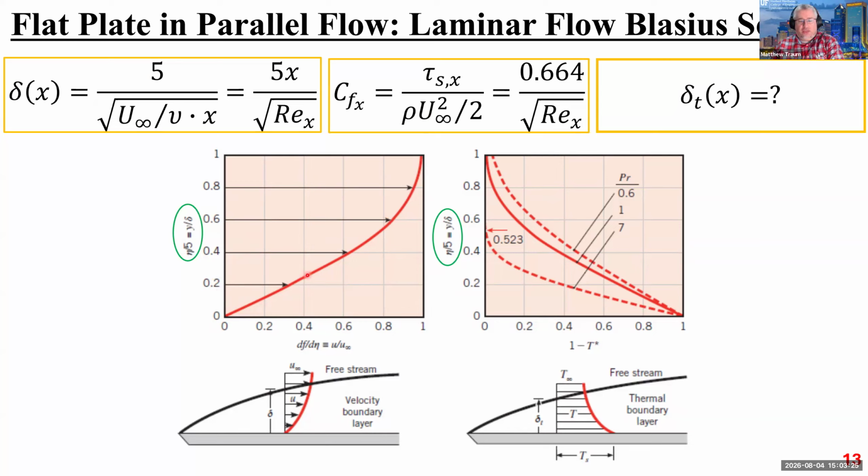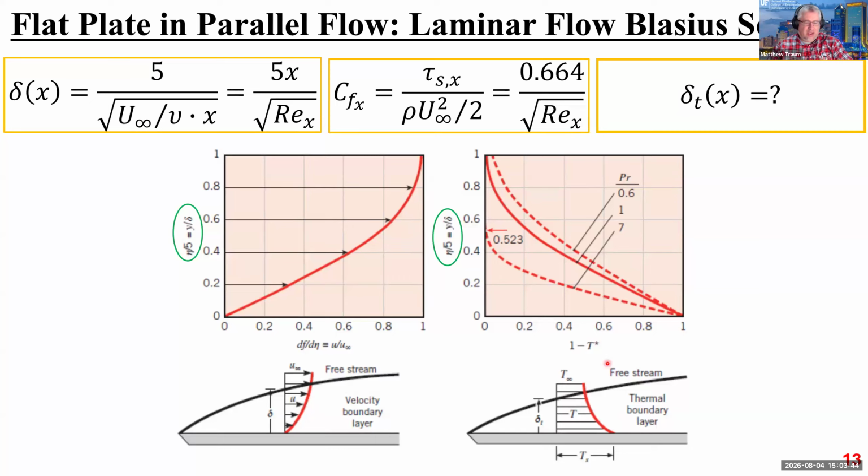Okay, we want a thermal boundary layer, right? And so we're going to use the exact same non-dimensionalization on the y-axis, right? So it's going to go from 0 to 1. And instead of having a dimensionless velocity, we're going to have a dimensionless temperature. Now, the book does this in kind of a weird way, kind of confusing.